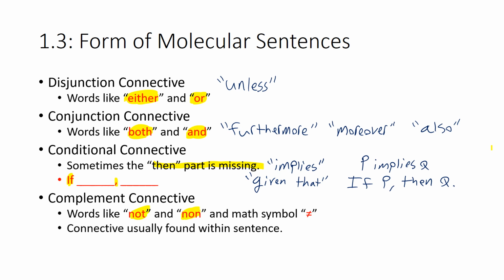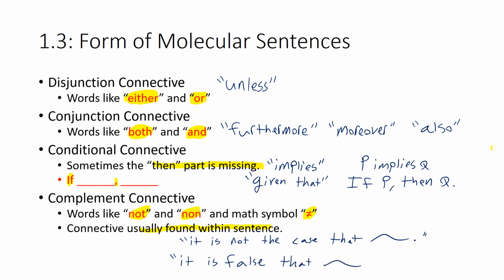And then we have the complement, or the negation. Words like not, non, and the math symbol not equal to are complements. Here the connective is usually found within a sentence. For example, the cat did not eat the mouse. The word not roughly appears in the middle of the sentence. Another possibility is it is not the case that such and such, or it is false that such and such. It's simply important to remember that there are different ways to express the same thing in the English language, or for that matter, in any other language.